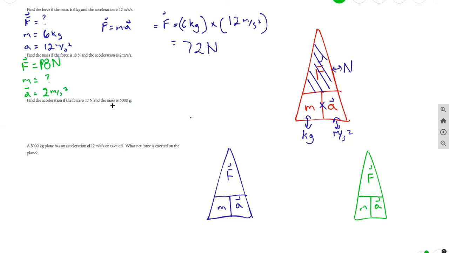What is the mass? Okay, so if I'm covering up the mass, you can see that the equation is going to be force divided by A. M equals force divided by A. And it's division because the F and the A are on top of each other. So all we have to do is just plug in 18 newtons divided by 2 meters per second squared. I know my unit is going to be a kilogram because I'm solving for mass. So then 18 divided by 2 is going to be 9 kilograms.